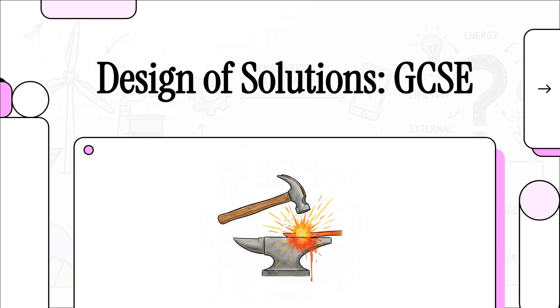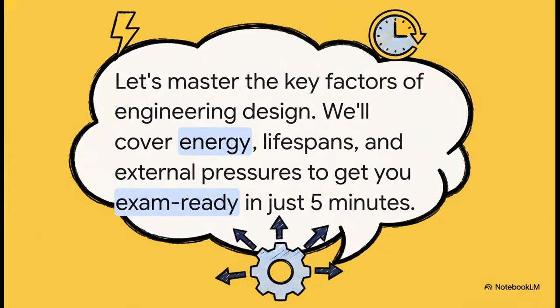Hey there. Getting ready for your GCSE Engineering exam, you probably know that designing pretty much anything is all about making some really tough choices. In this explainer, we're going to dive into section 1.3 and break down all those key factors that engineers are constantly juggling. So yeah, if you're in revision mode, you are in exactly the right place.